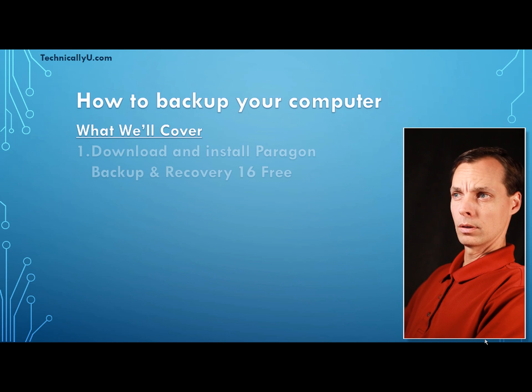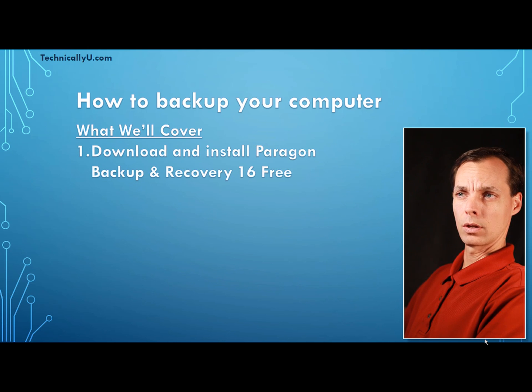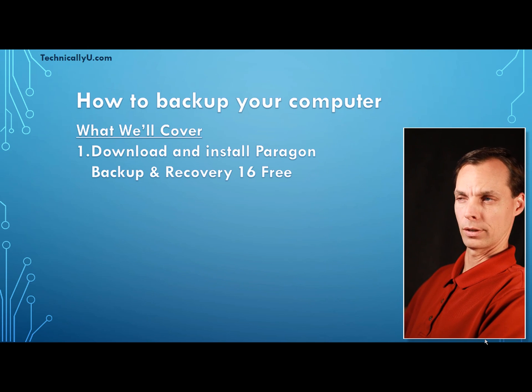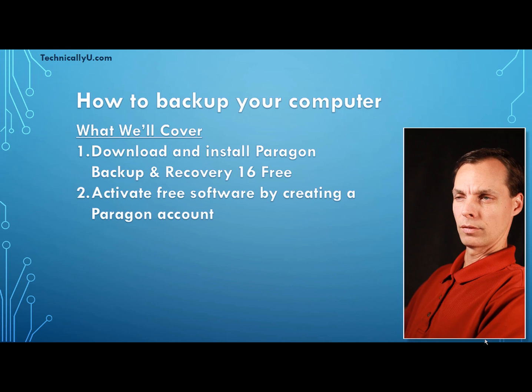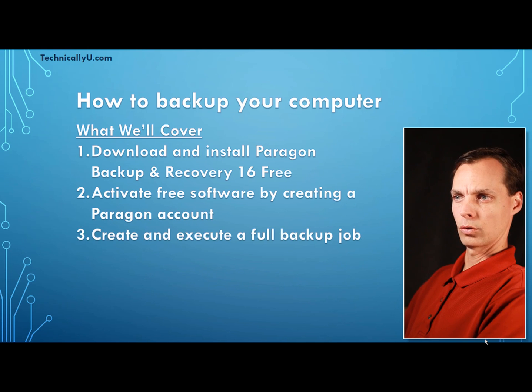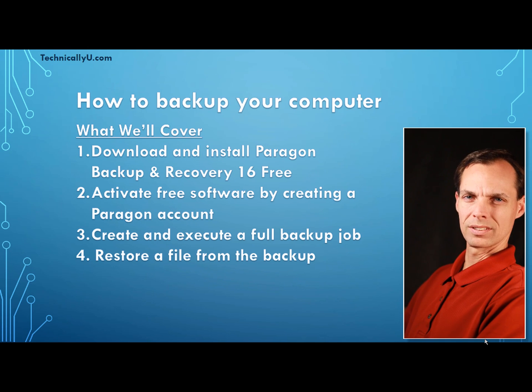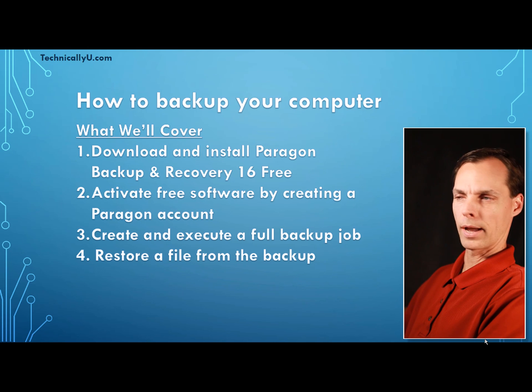So we'll cover how to download and install a program called Paragon Backup and Recovery 16 Free. It's one of the higher rated free ones out there, and it'll save us a penny or two. We're going to activate that software by creating a Paragon account. We're going to create and execute a full backup job that should be enough to cover our entire computer if it crashes. And we're going to restore a file from backup as a test to see if what we did actually worked. So we're going to delete a file and bring it back.